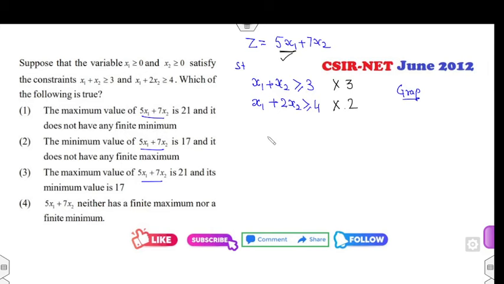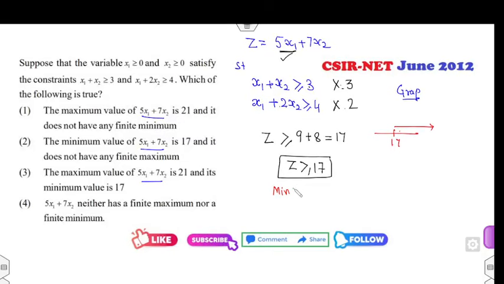So if you multiply them, what will z be? This will be 5x1 + 7x2 is z, 9 plus 8. 9 and 8 are 17. That means z is greater than or equal to 17. What is the meaning of that? This is my reason. So that means the minimum value of z is 17. What is the maximum value of z? It is infinity. So there is neither a finite maximum, but it has a finite minimum.